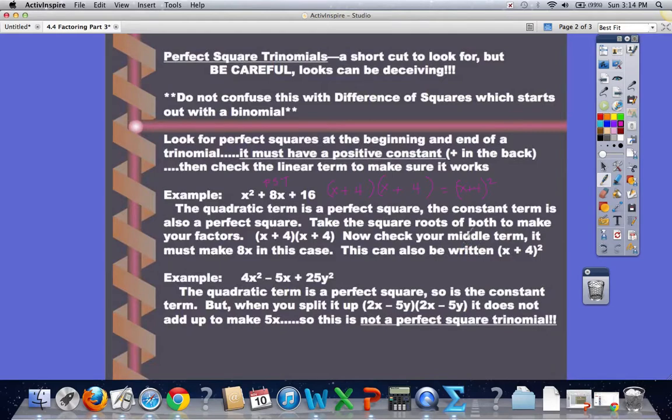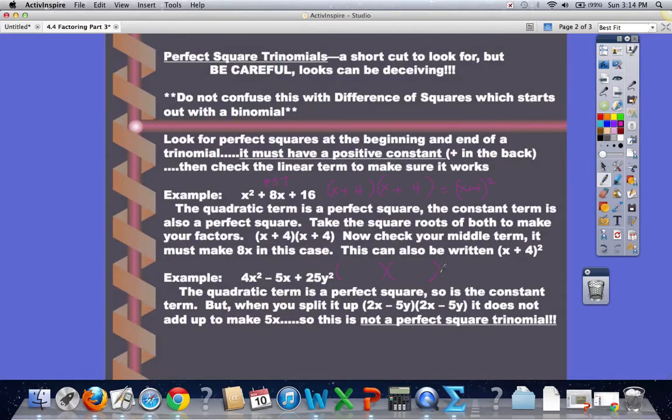All right, so now let's try the next one. Check the first term, the quadratic term. That's a perfect square. You can take the square root of 4 and x squared. The back end is a perfect square. You can take the square root of 25 and y squared. Both are perfect squares. There is a plus in the back end. So that's another positive sign that we're on the right trail, but let's see if it'll work. We take the square roots of both of those.